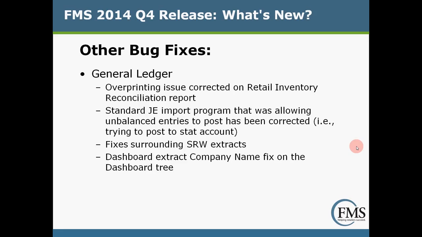The result of this issue was that gross profit percentages were looking incorrect. That's been fixed. The standard journal entry program, import program, was allowing unbalanced entries to post. Essentially, the issue is with a stat account being used as a financial account in the interface, and the program would accept that. This puts the entry out of balance from a GL point of view. We've added logic to reject financial amounts or cost amounts that are in statistical accounts that are flagged as statistical accounts in the system.